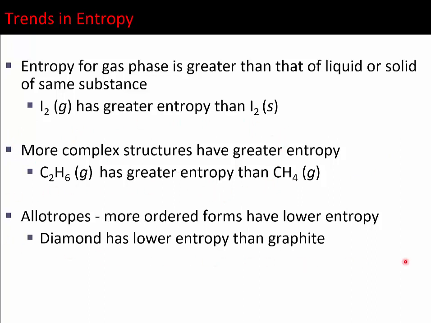Allotropes, more ordered forms, have lower entropy. Diamond has lower entropy than graphite because in diamond, they're all sp3 hybrid carbons. They're all locked into place. In graphite, they're in hexagonal sheets of hexagons, and those sheets can slide past each other. It allows a degree of motional repositioning that diamond would not have.